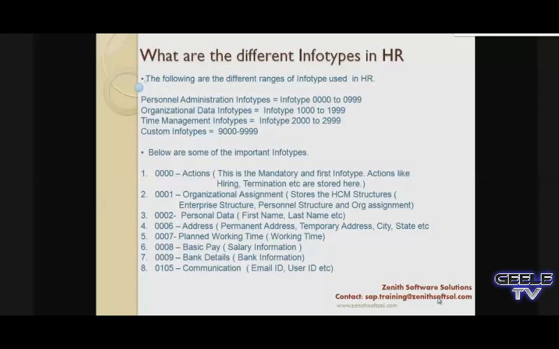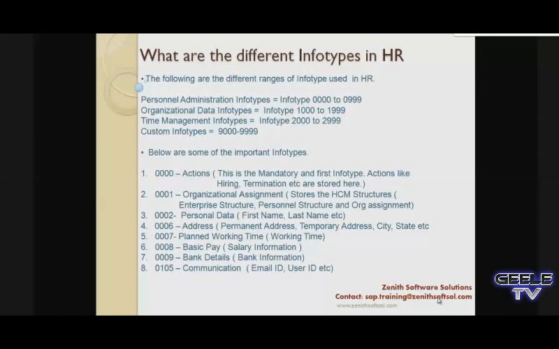Coming to info type 8, info type 8 is basic pay. This info type stores the salary information. Now, coming to info type 9, info type 9 stores the bank details, such as the account number, the name of the bank, and the payment method, like how the salary will be paid, whether by check or cash, and similar details.